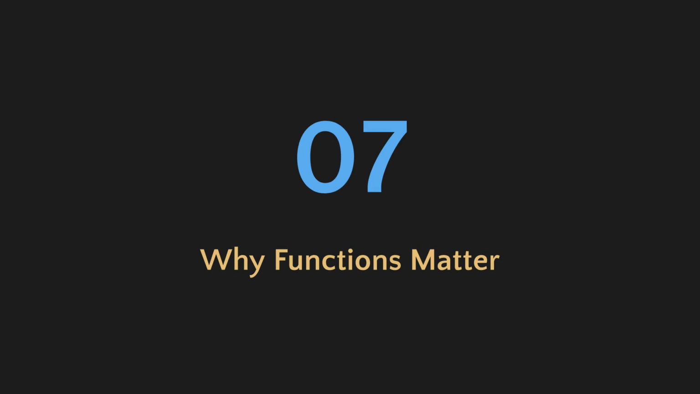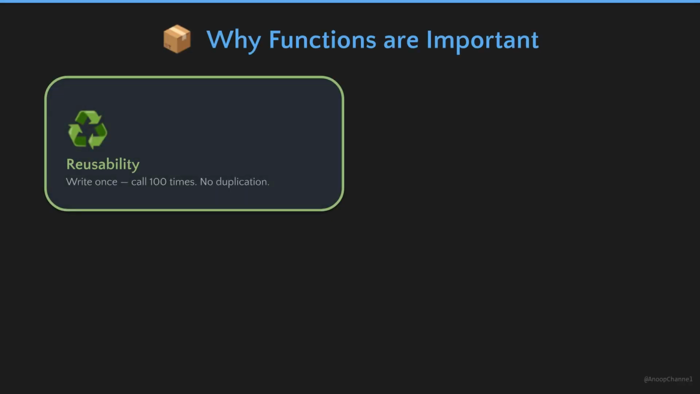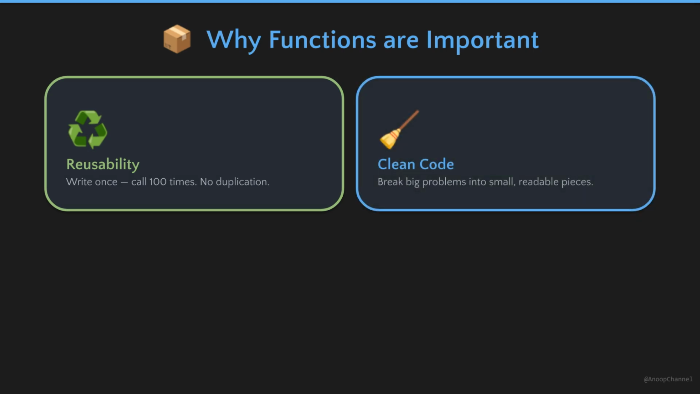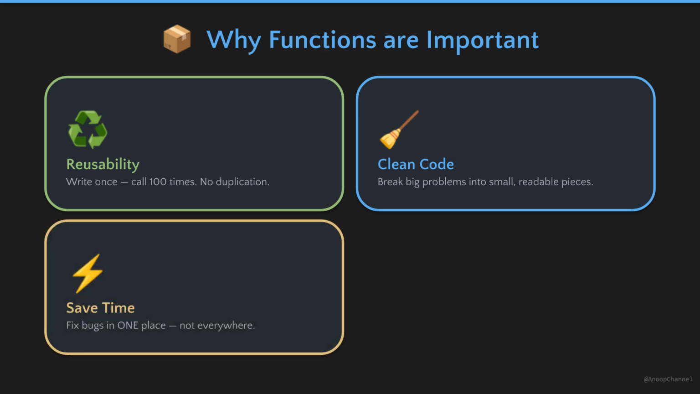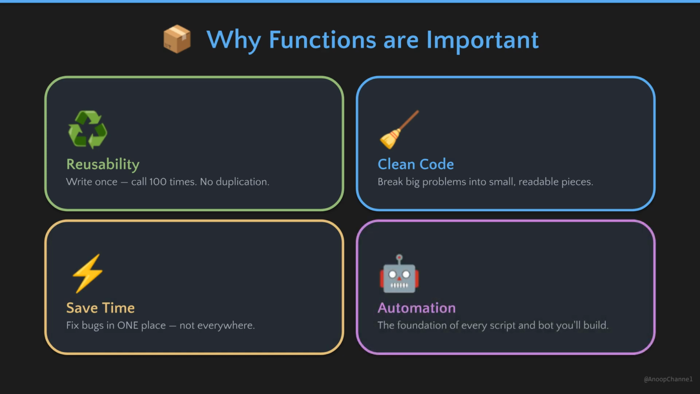Now that we know the mechanics of Python functions, let's zoom out and discuss why functions are so important in real-world programming. Here are the 4 big ones. Functions offer reusability, allowing you to write code once and call it many times. They result in cleaner code by breaking problems into manageable pieces, save time by allowing you to fix bugs in one place, and are the core foundation for automation.